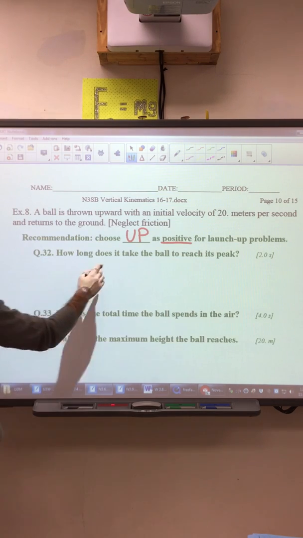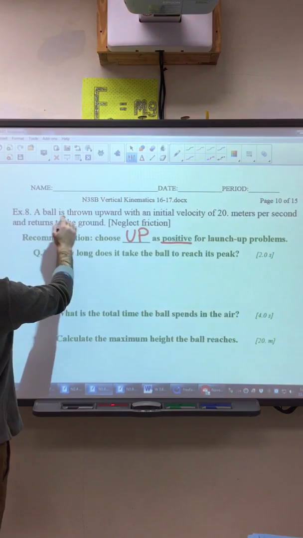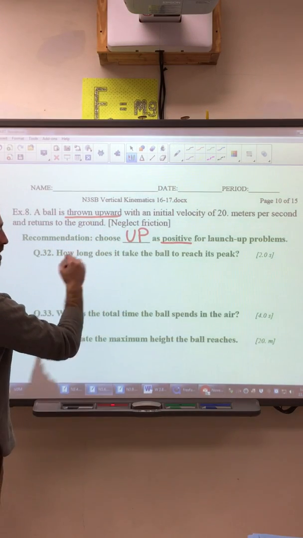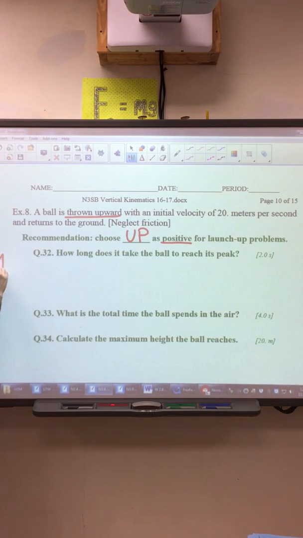So how long does it take the ball to reach the peak? Because it's thrown upward, and I like up as positive, I'm going to put a little plus here. This is not different than what we did in the past. I mean, heck, if it said east, you wouldn't be upset about east. Put it positive. Here it says up. Up is a direction. So, the ball is thrown upward. Good, up is positive. There it is. With an initial velocity of 20 meters per second.